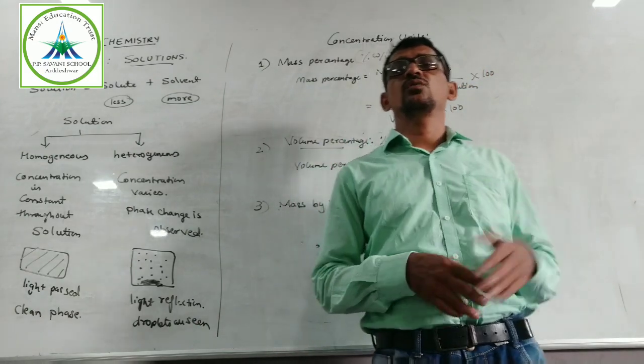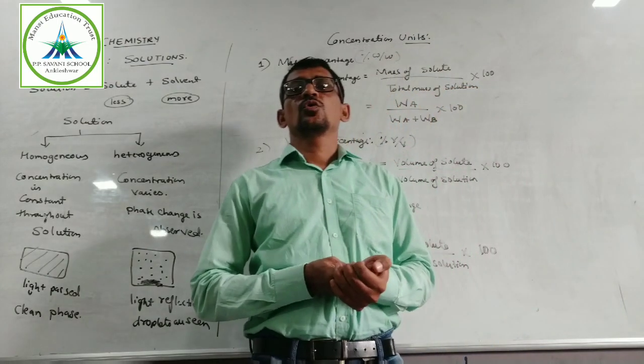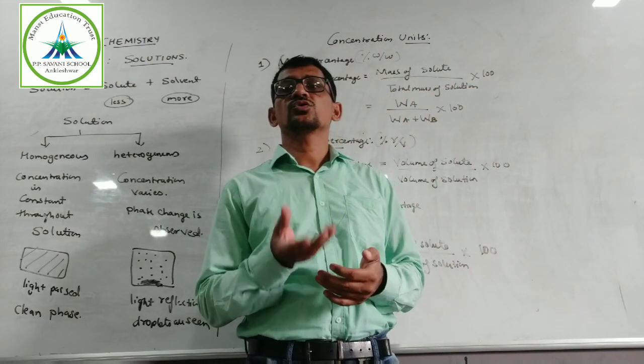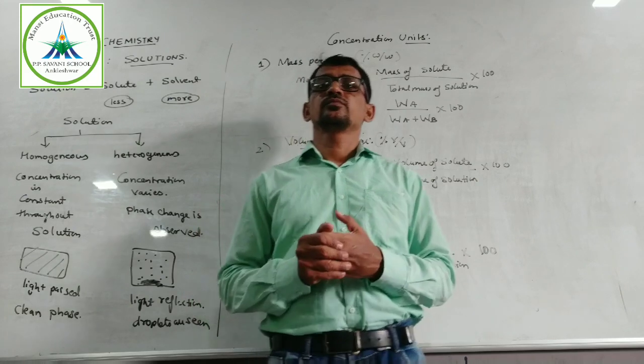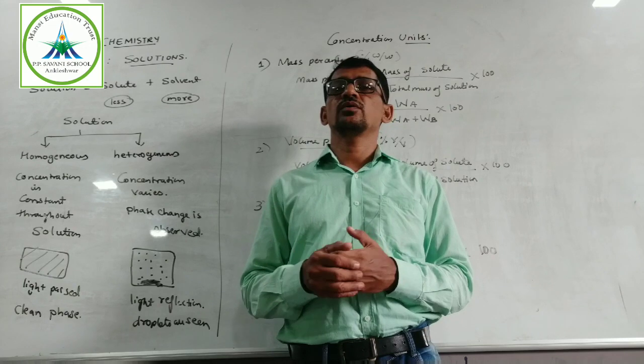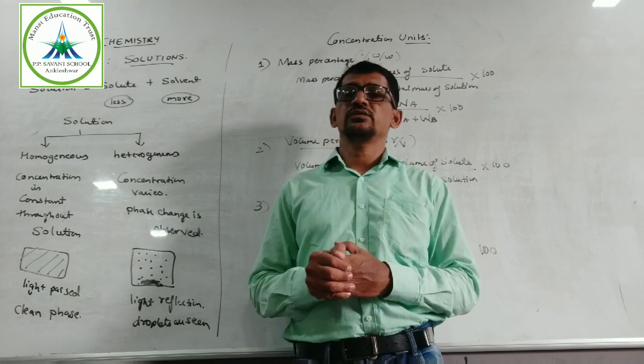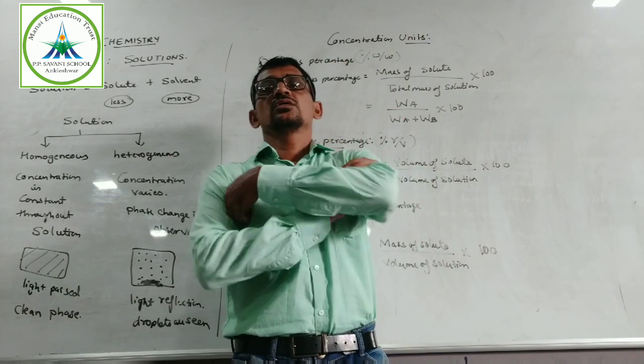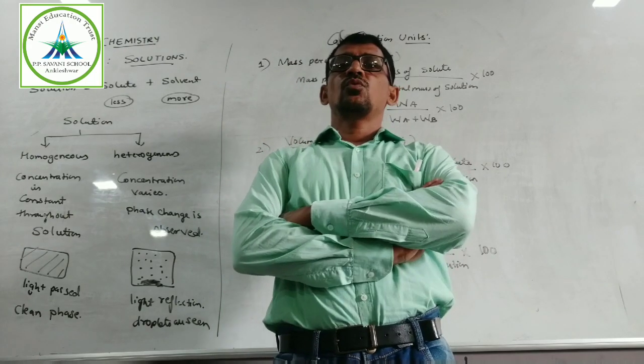Another unit, number 5, is mole fraction. Instead of weight and volume, if you take mole fraction, it is moles of component solute upon total moles of solution, A plus B plus C, whatever, that is equal to mole fraction. So the 5th unit is mole fraction.